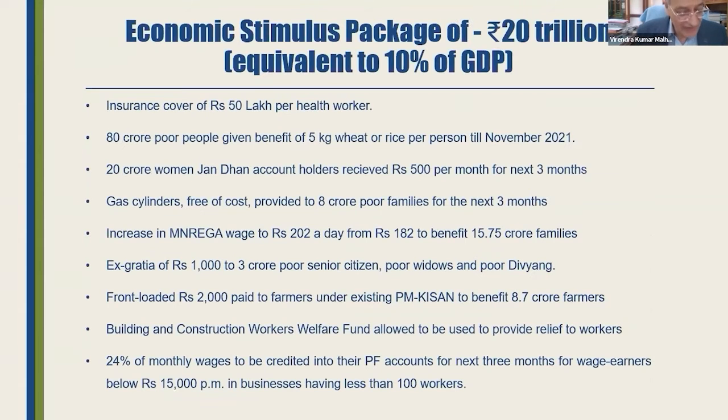As far as economic stimulus is concerned, it would give you an idea of the measures in brief. Insurance cover of rupees 50 lakh per health worker was given. 80 crore people were given the benefit of 5 kg wheat or rice per person till November 2021. 20 crore women Jan Dhan account holders received rupees 500 per month for the next 3 months. Gas cylinders were provided free of cost to 8 crore poor families for the next 3 months. Increase in MGNREGA wage rate to the benefit of 15.75 crore families. Ex gratia of rupees 1,000 to 3 crore people, poor senior citizens, poor widows, and poor Divyang, physically challenged people. Front-loaded rupees 2,000 paid to farmers under existing PM Kisan to benefit 8.7 crore farmers.